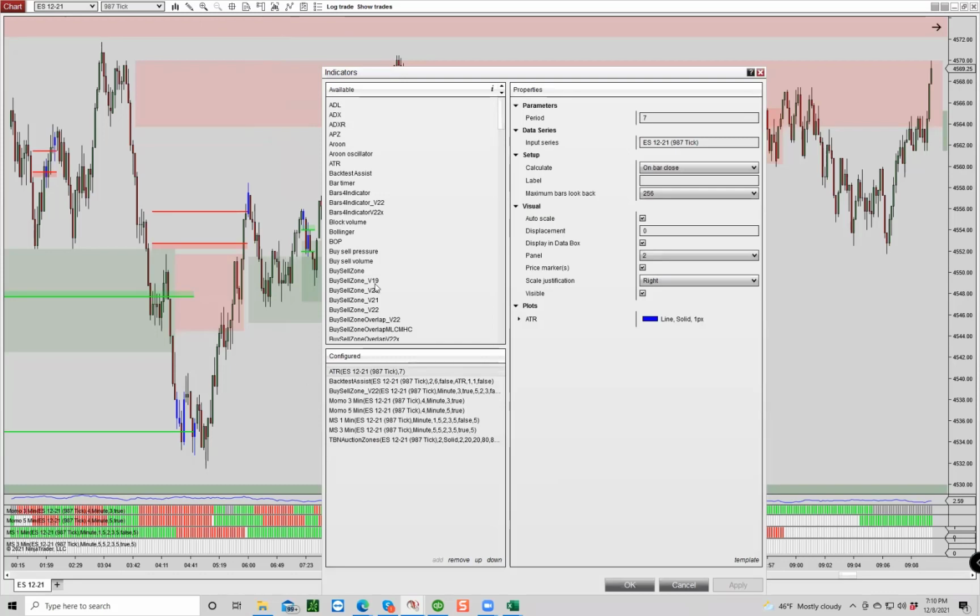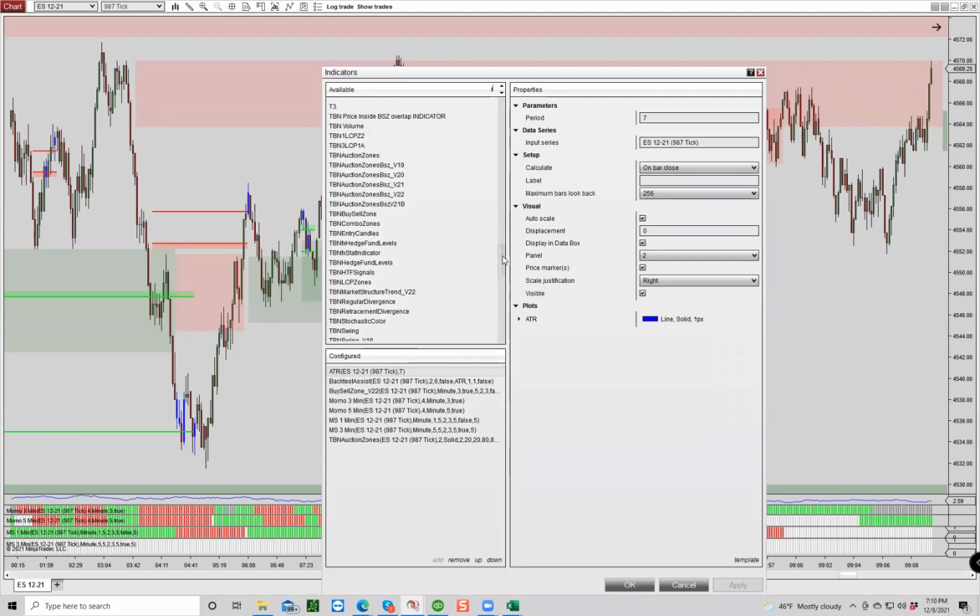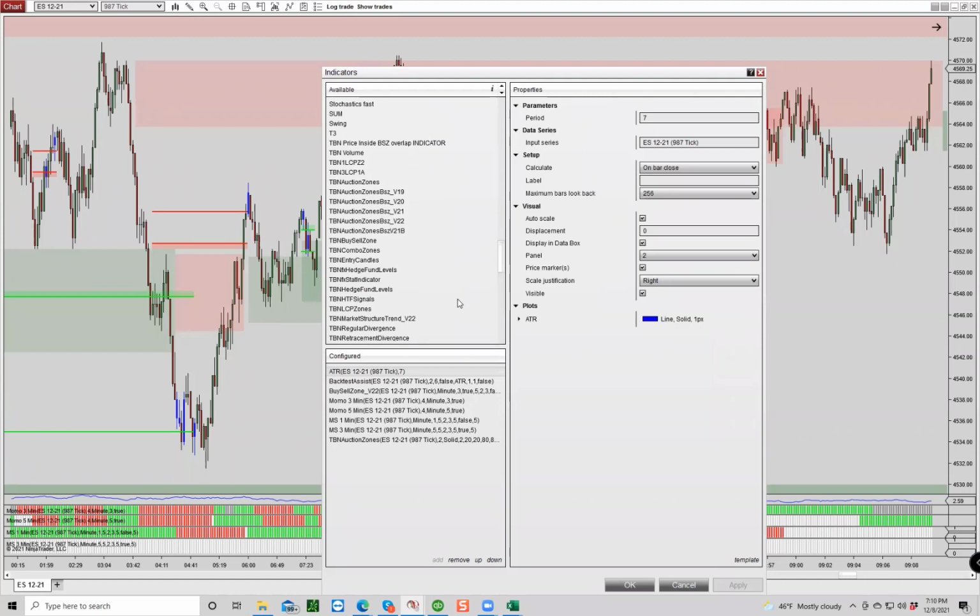If you're a pro subscriber, you should have this group. You should have the TBN buy sell zones, TBN overlap, the TBN market structure trend, TBN trend direction, and then TBN auction zones. Some people have them, Taylor. I got an email today. It looked like they just appeared on someone's machine.